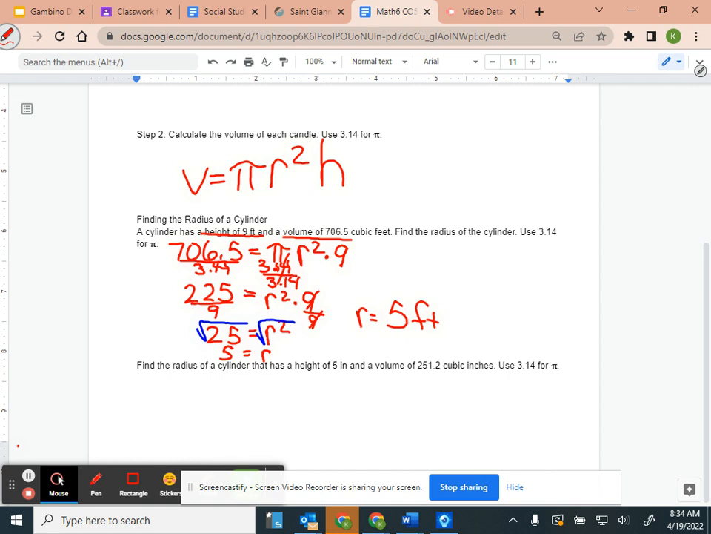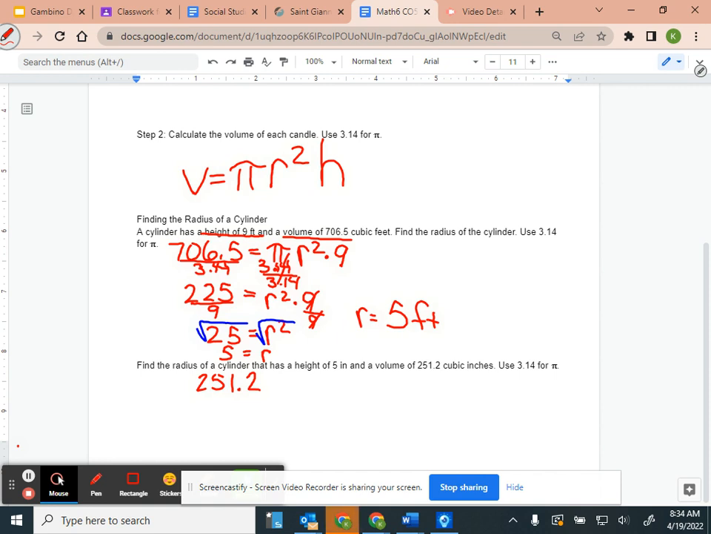So find the radius of a cylinder that has a height of 5 inches and a volume of 251.2 cubic inches. Use 3.14 for pi. What is that equation going to look like? Gabby? Nope, I want the equation, not what operations we're going to do. So tell me the equation.